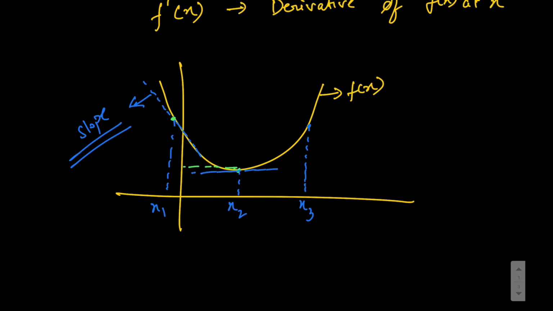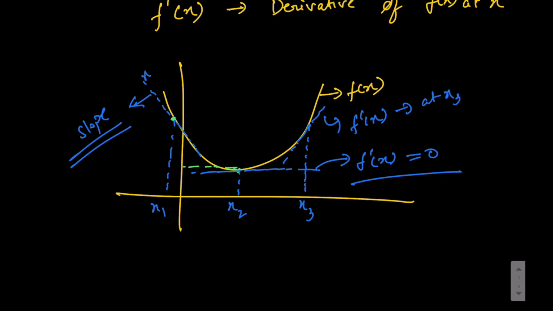So here the tangent would be horizontal. So it means that f dash x here would be 0, which actually tells us that it's a minima. We'll talk more about it as we dive deep into the module. And similarly for this particular point as well. So here we are computing f dash x at x3. Similarly here it is x1 and here this is x2.